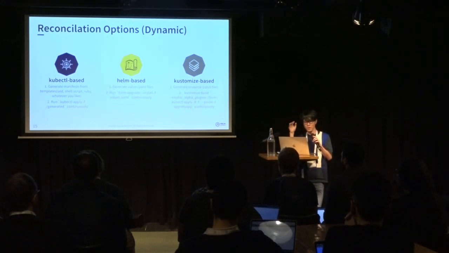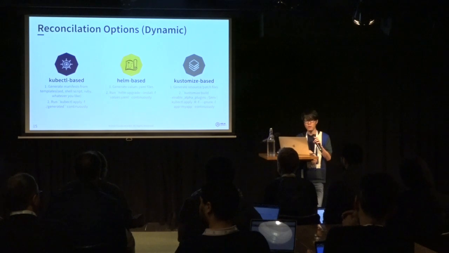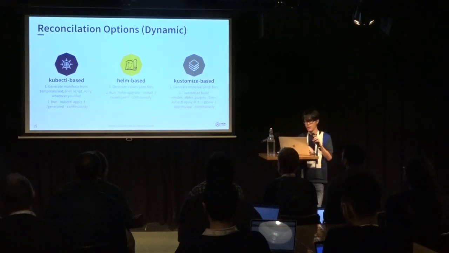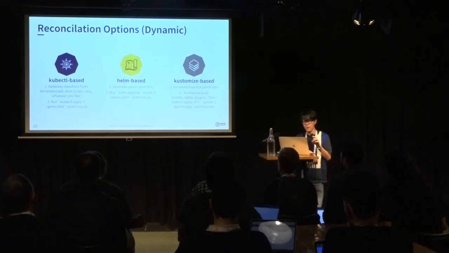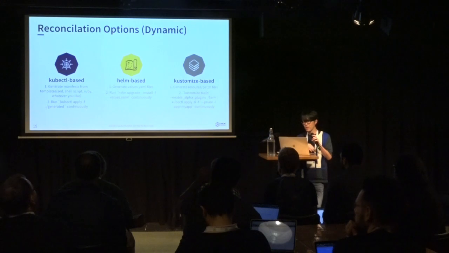The most basic model is kubectl based. You generate manifests from templates. In your templates, you use sed or shell script or Ruby script, whatever you like, to generate manifests from your templates. And finally, kubectl apply. In a Helm-based option, you generate various YAML files with sed or shell script or something, and you run helm upgrade. In a Kustomize-based model, you generate resources or patch files dynamically and apply kustomize build.